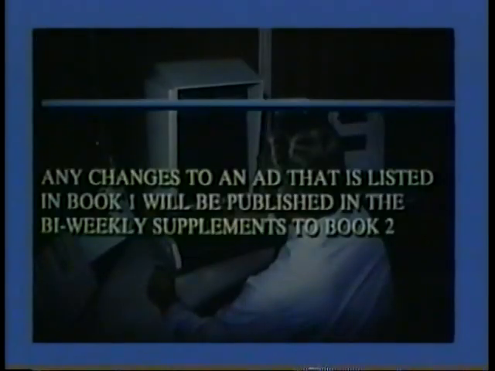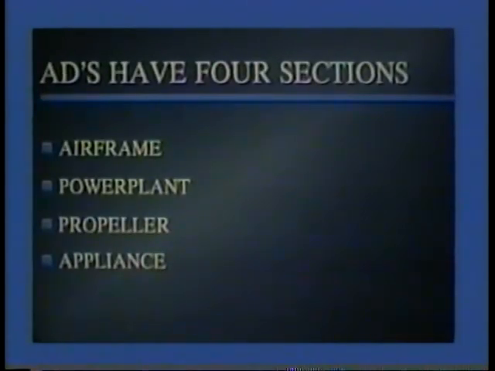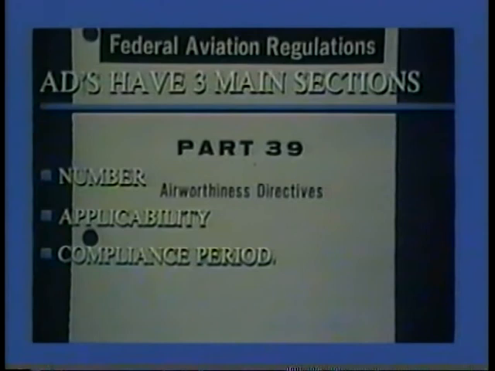Book 1 of each volume contains all ADs issued prior to 1980, while book 2 of each volume contains all ADs issued after January 1, 1980. In case you're wondering, any changes to an AD listed in Book 1 will be published in the bi-weekly supplements to Book 2. Airworthiness directives in each volume are divided into four categories: airframe, power plant, propeller, and appliance. The same appliance section is duplicated in both the small aircraft and rotorcraft volume and the large aircraft volume. Each individual AD has three main parts: the identification number, the applicability section, and the compliance section.